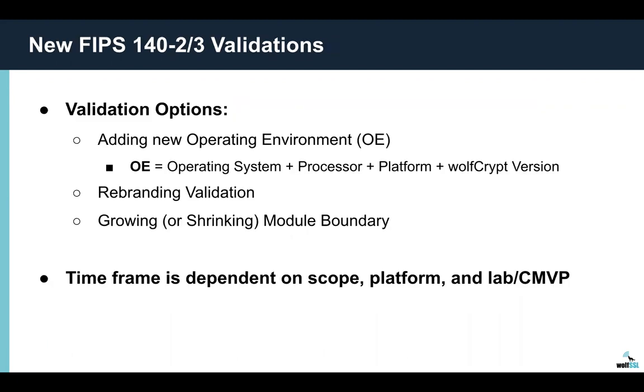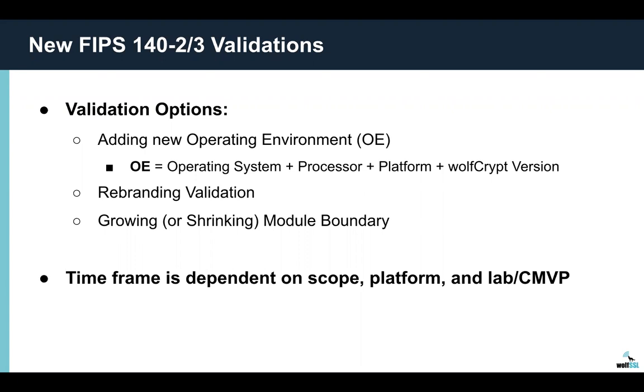For doing new validations, there's a couple ways we can do that. We can add a new operating environment to our existing certificate. And an operating environment, or OE, is a combination of the operating system, the processor, the platform, and the wolfCrypt version. We can also do a rebranding validation where we would rebrand our certificate in a customer's name.